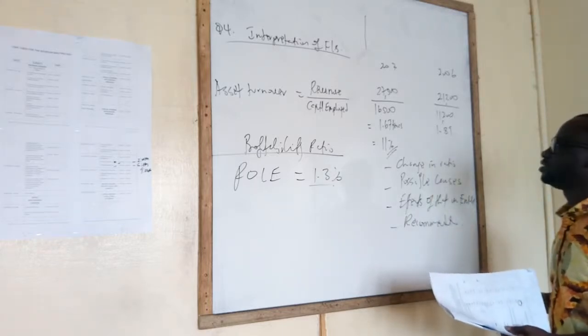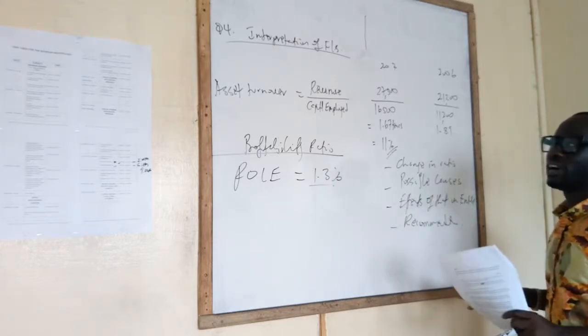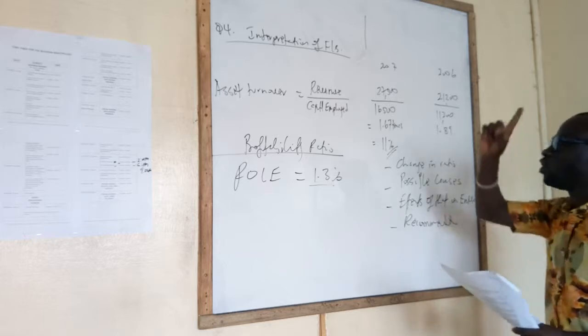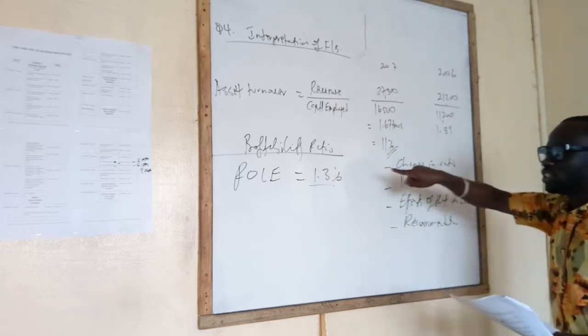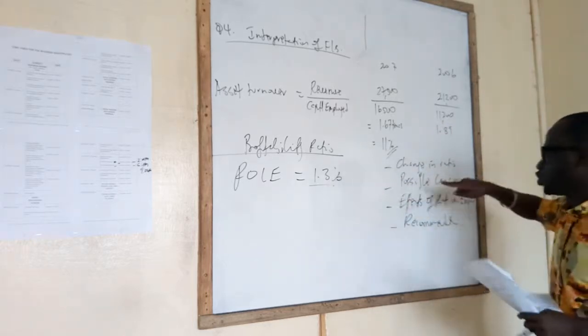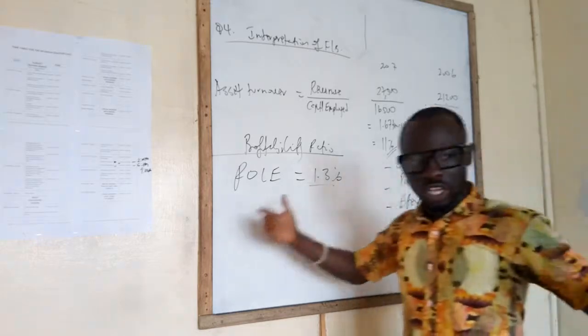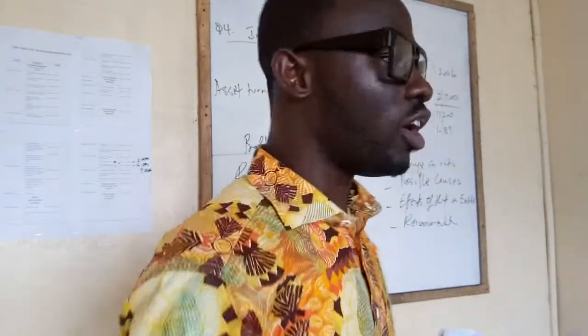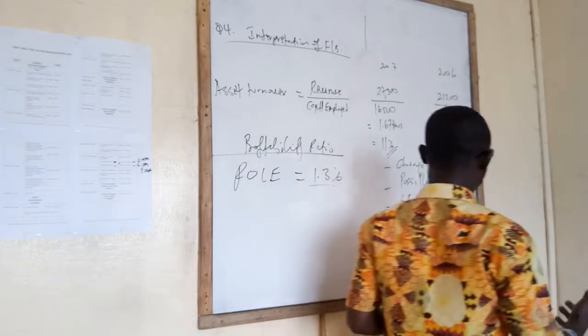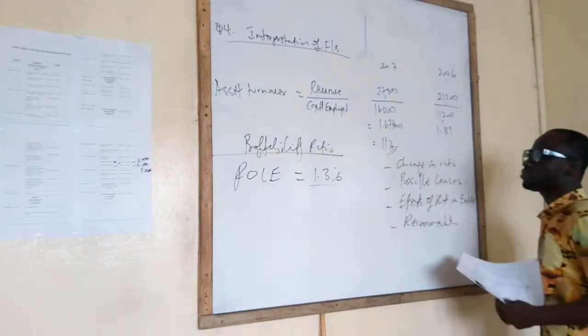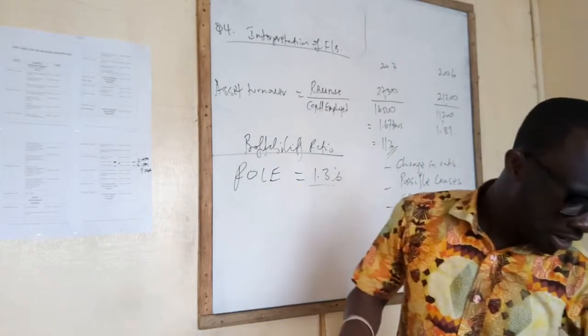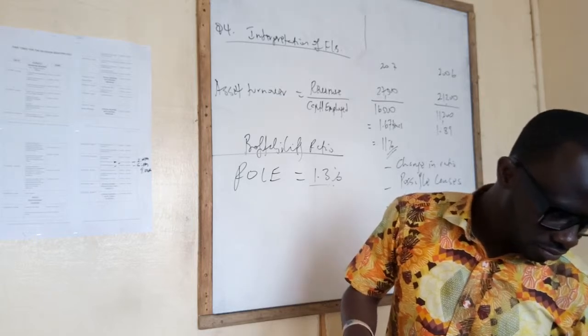Anything else? Anything else we can add to the interpretation? Number one, deal with the change in the ratio. Number two, talk about the causes. You can talk about two or three possible causes in relation to that.